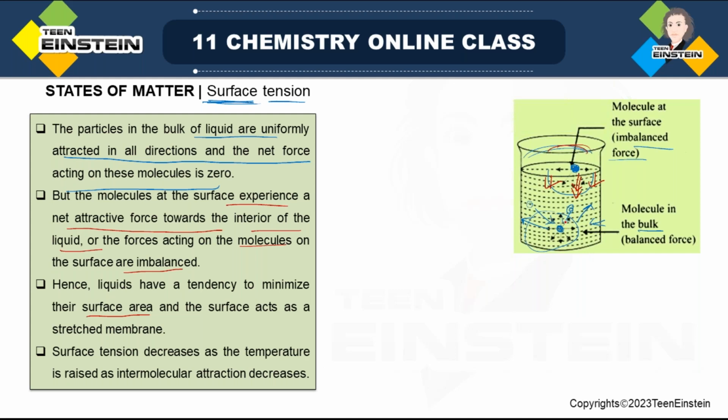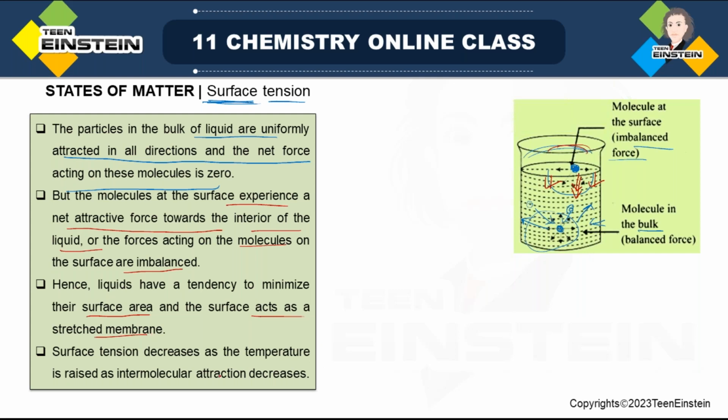So when there is some pull from the lower side, there will be a tendency to minimize the surface area as much as possible. It is as if they are under tension, and the surface acts as if it is a stretched membrane, because from the lower part there is a pull, and it is not balanced; an imbalanced force is present.